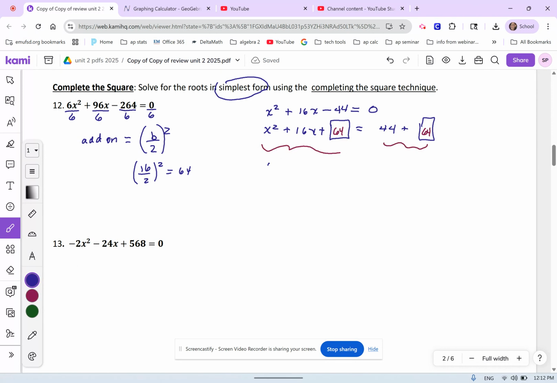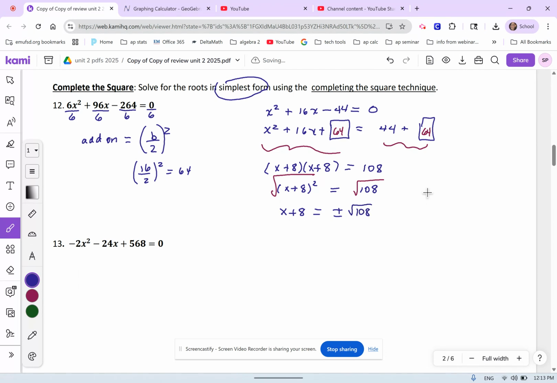On the left-hand side, we factor. So this becomes x plus 8 times x plus 8 is equal to 108. We can then represent the left-hand side as x plus 8 squared is equal to 108. We then take the square root of both sides, and we get x plus 8 is equal to plus or minus square root of 108.